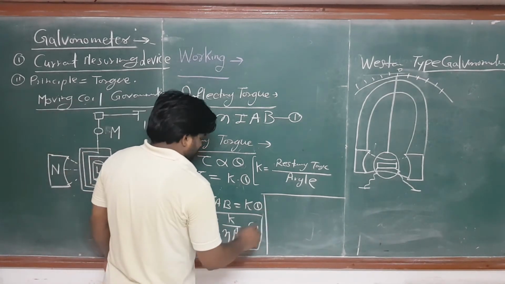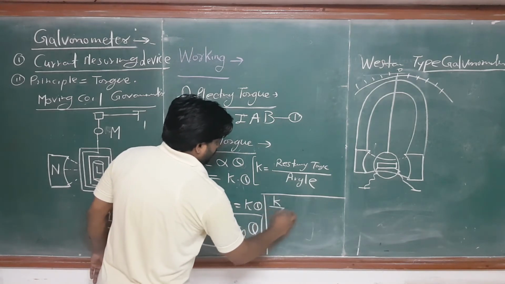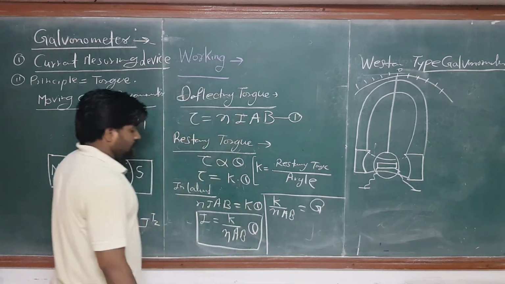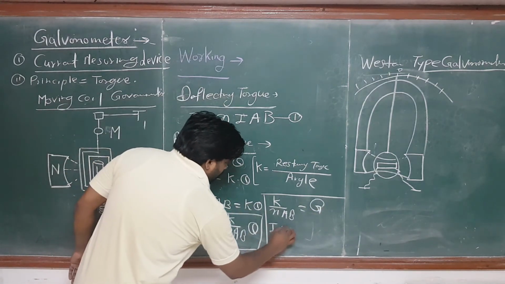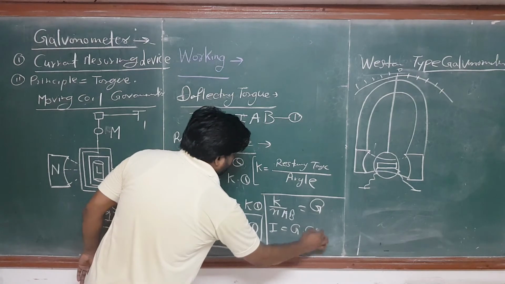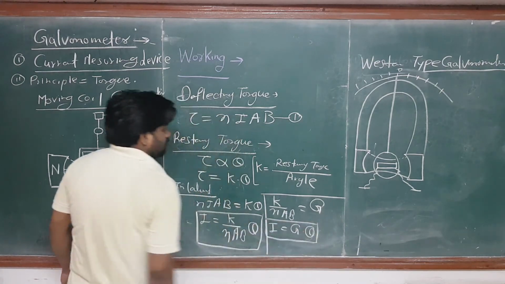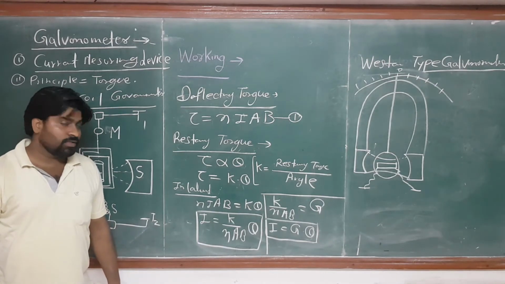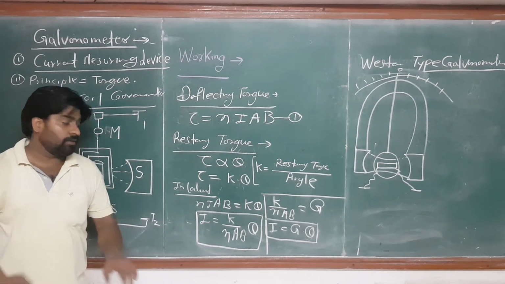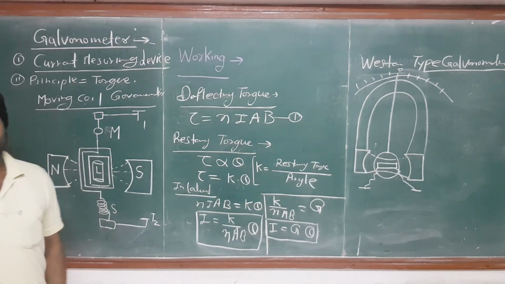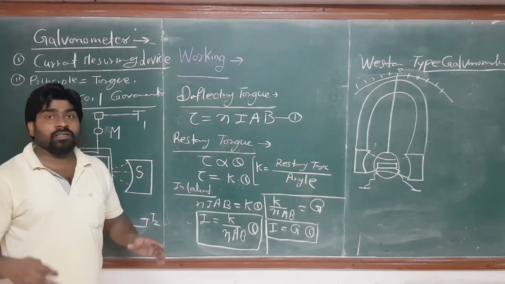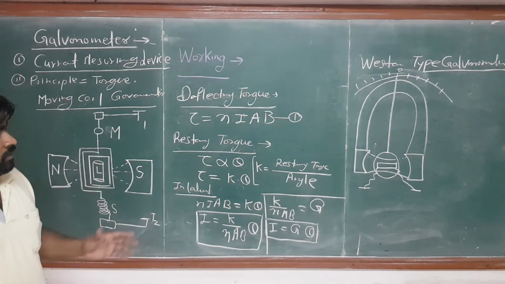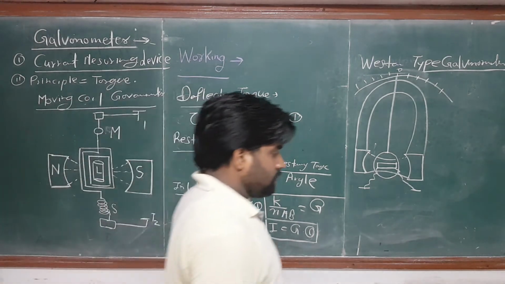Now here, let's suppose the k by NAB we have taken as G, the galvanometer constant. So I is equal to G dot theta, where G is known as the galvanometer's constant. Can someone tell me what is the unit of G? It is just equal to the ampere, because theta has radian. So in SI units, the unit of G will be ampere per radian. Right?